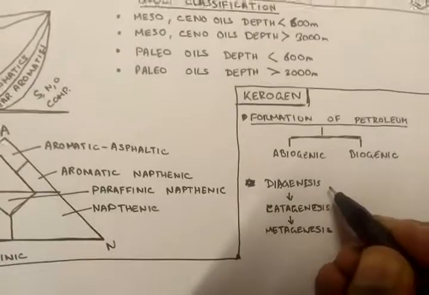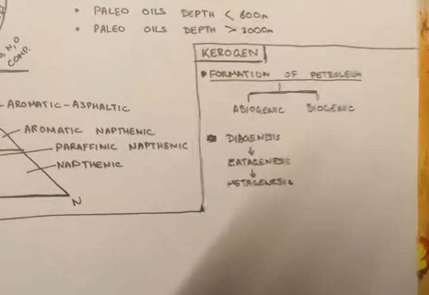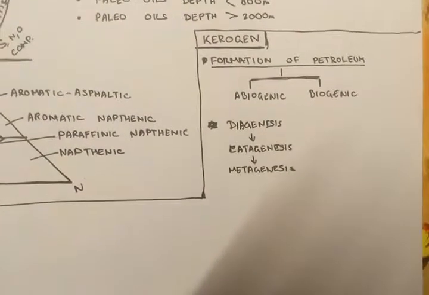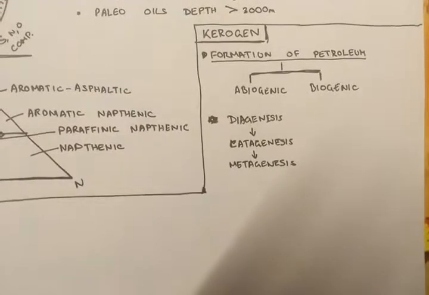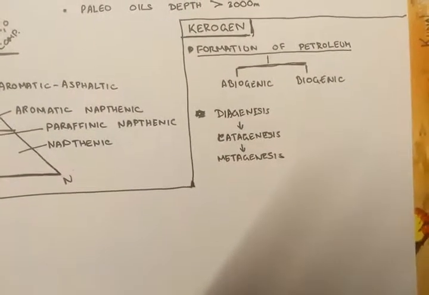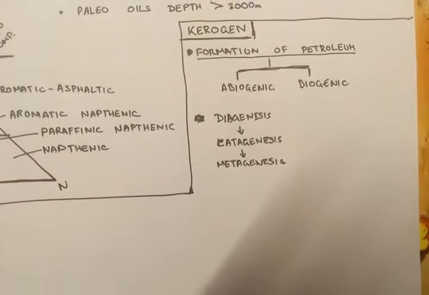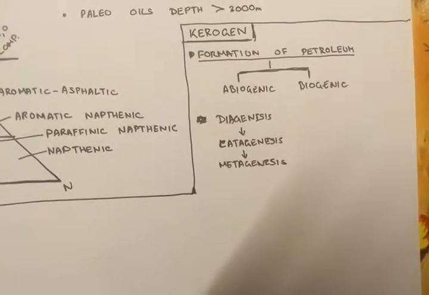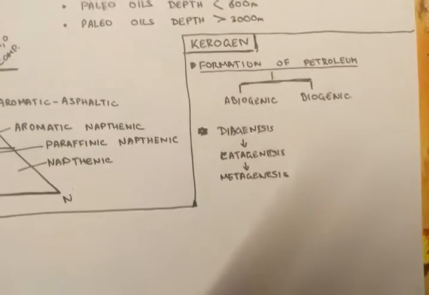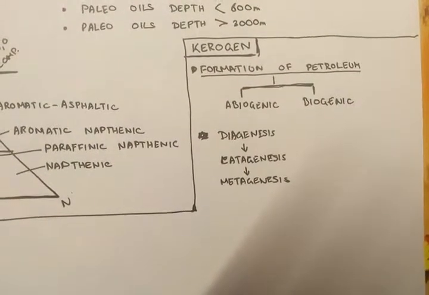Okay, so during diagenesis, the kerogen is actually forming from the decaying matter. During catagenesis, the kerogen that has been formed is maturing, and during metagenesis, it is the last phase where the last of the hydrocarbons are getting released, and after the release of the last of the hydrocarbons, what we are left with is carbon or graphite. So that is basically the process.